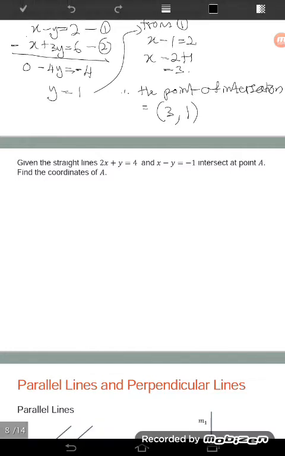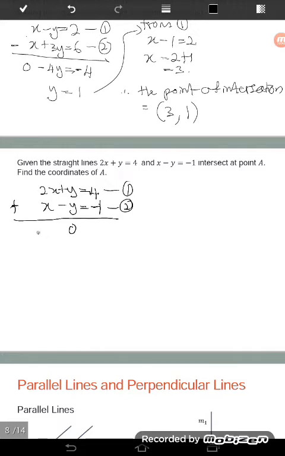Okay, so another example. Okay, so given the straight lines of 2x plus y equal to 4 and x minus y equal to negative 1. Okay, so equation number 1 and equation number 2. Okay, so kalau tengok kat sini pun it is better using the elimination method. Okay, so because here 1y and here 1y. Okay, so y, positive y and negative y. So what operation I need to put here? So I put minus, y minus negative y become 2y. So tak eliminate. So I need to put plus lah. Okay, so y plus negative y become 0.